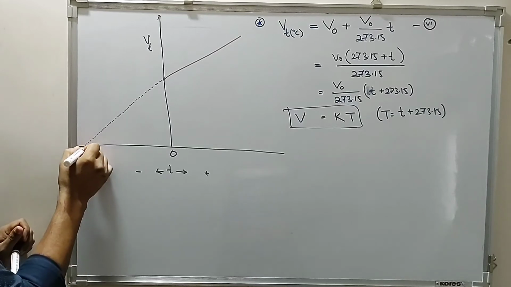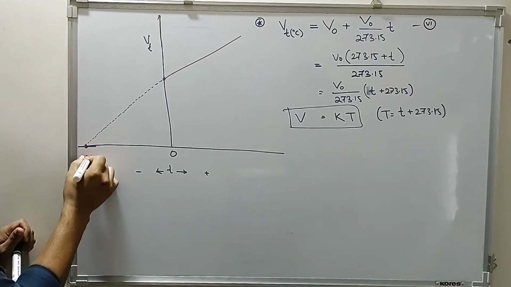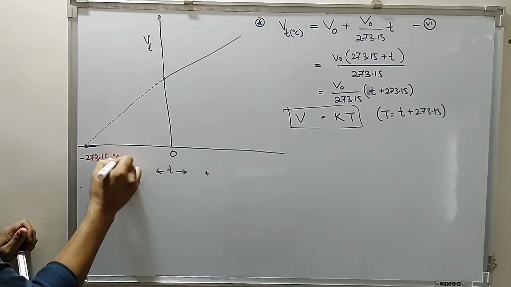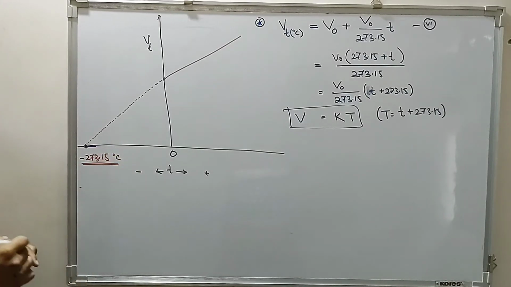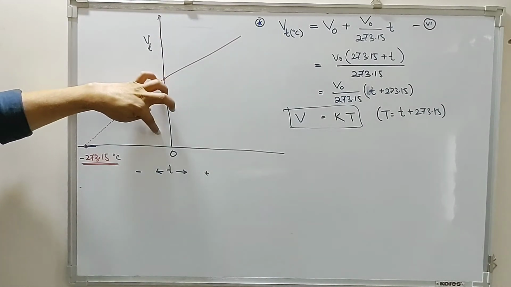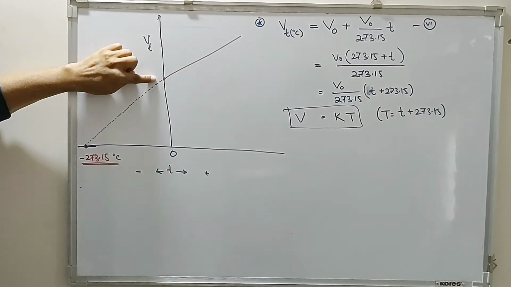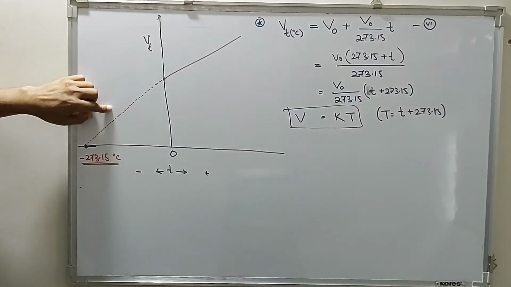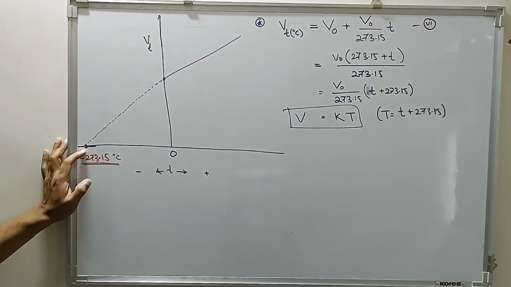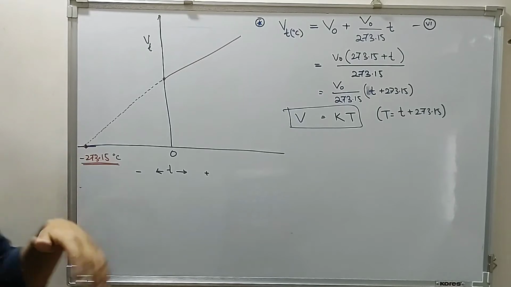So this point is minus 273.15 degrees centigrade. If you look at this, when we decrease the temperature below 0, the volume occupied by the gas decreases and finally reaches 0 volume. So here the volume of gas is 0.